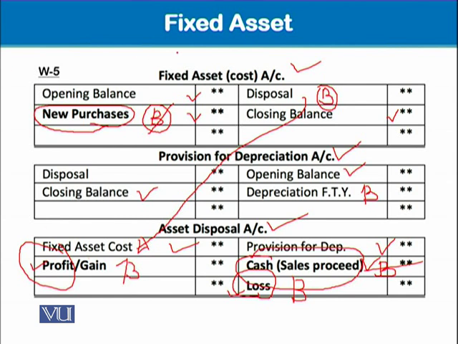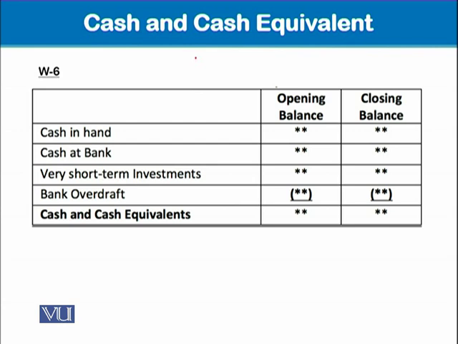So this working 5 will be easy enough if we know fixed asset accounting. And this fixed asset accounting is something that we have already learned in detail. Well, next comes cash and cash equivalent. This cash and cash equivalent includes cash in hand, the opening balance and closing balance. Cash at bank, opening balance and closing balance. Both of these two would be appearing in the current assets.